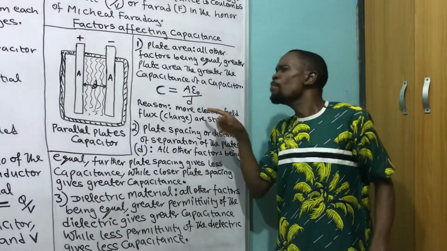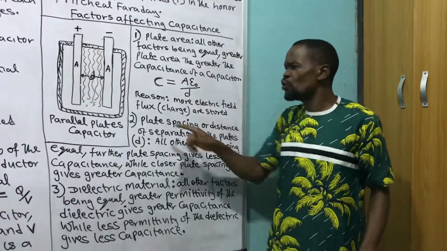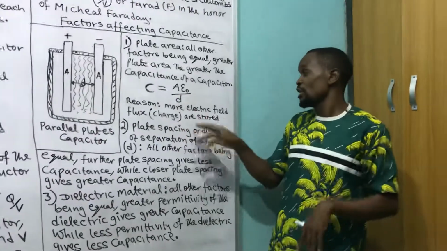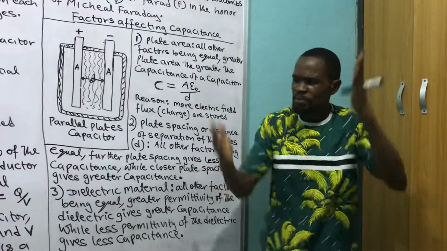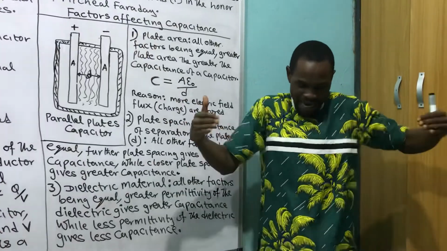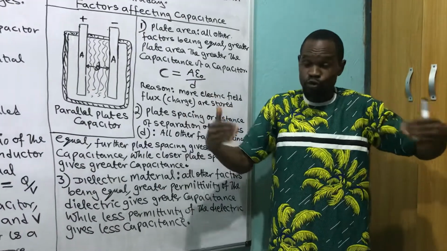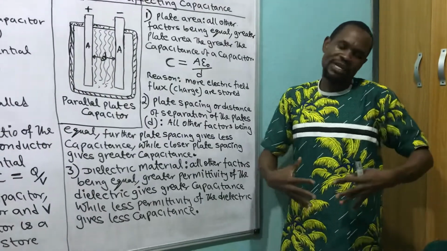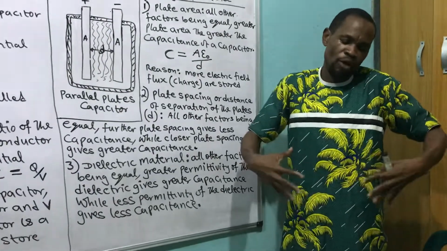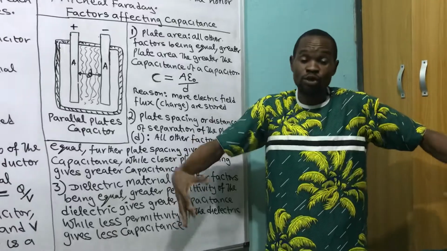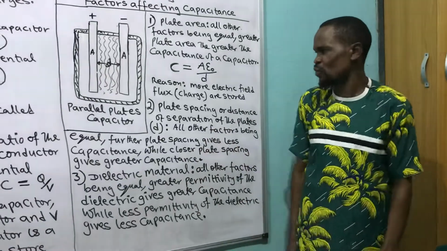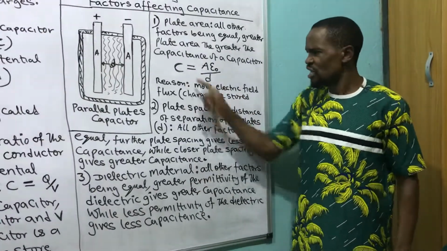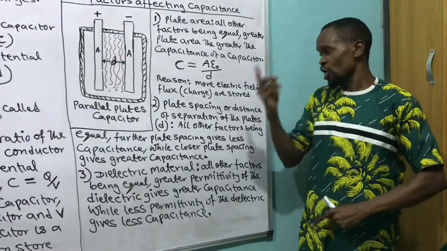Reason: the more electric field flows, which is called charge, is stored. You know, when the plates are big, the more electric field flows, which we are going to store in it. That means the more the area, the bigger the stomach which the person will accommodate, the more food the person will eat. So as area increases, the capacitance of that capacitor increases.